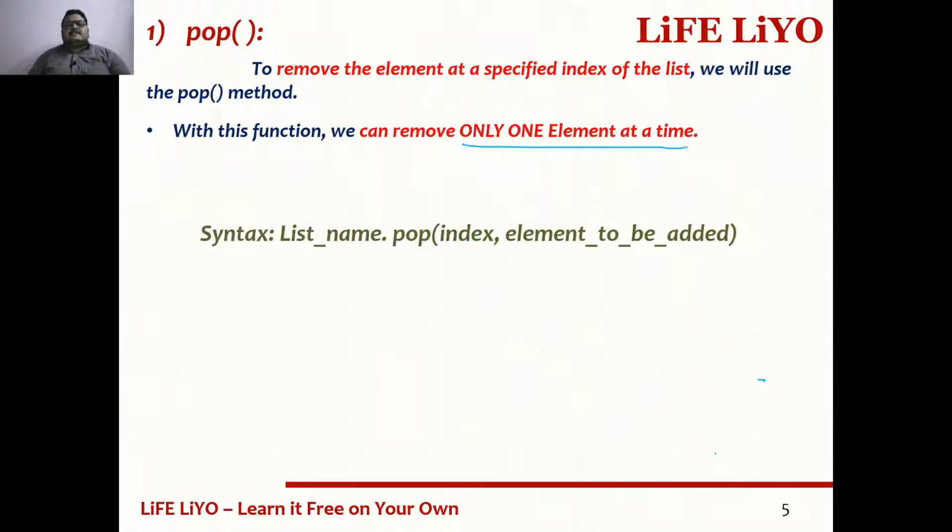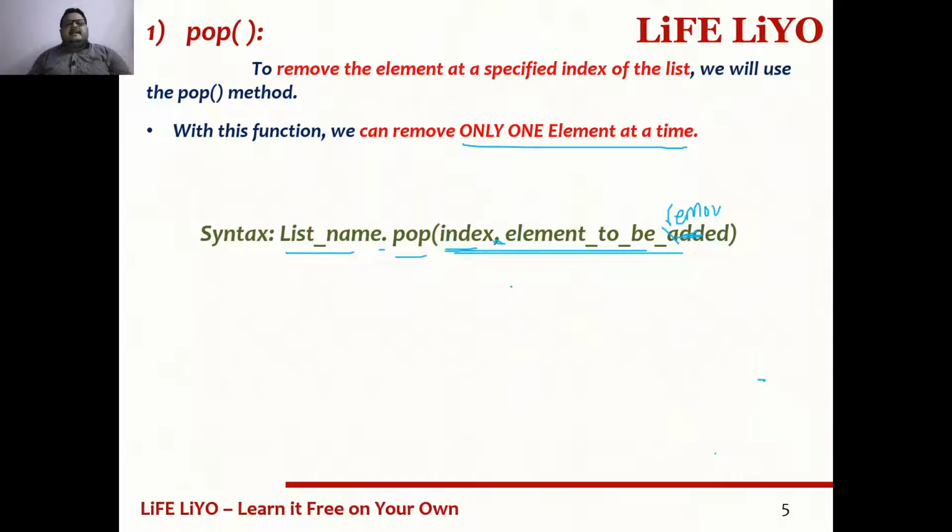What is the syntax? Simple. List name dot pop, and the index of the element to be removed. So whatever index you want to remove, that index has to be passed here.